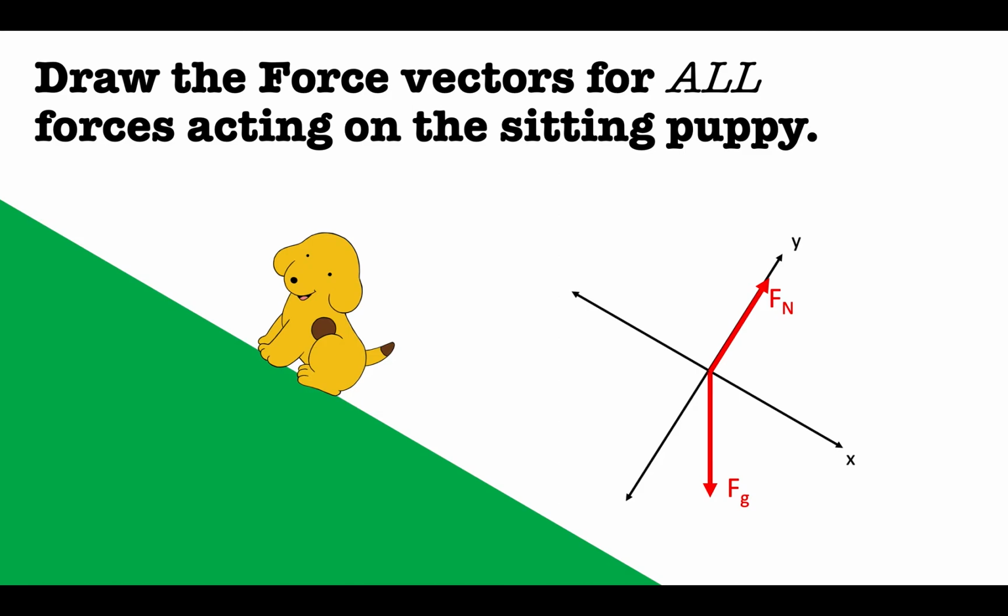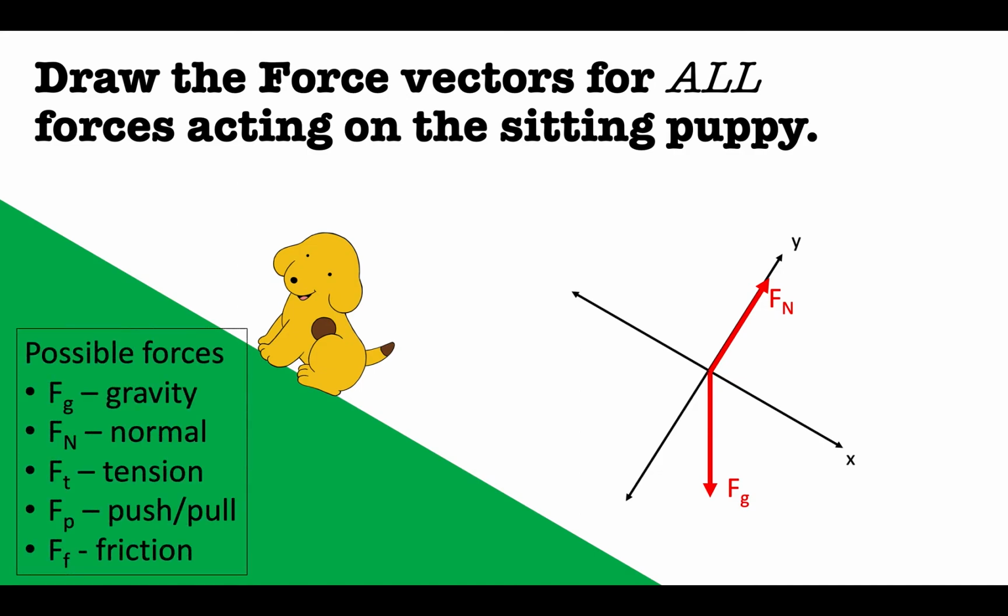We know there's gravity pulling the puppy to the right, but there must be something that's preventing the puppy from sliding down the hill, because it says the puppy is just sitting there. Well, we have our list of forces. We have gravity and normal. There's no wire or anything for a tension. There's no push or pull, but there certainly is a frictional force opposing the puppy sliding down the hill. So that would be the other force that's balancing it out so that we have no net force and no acceleration.